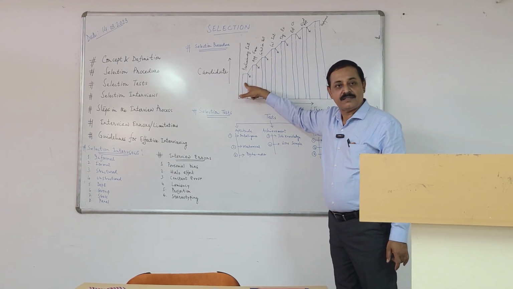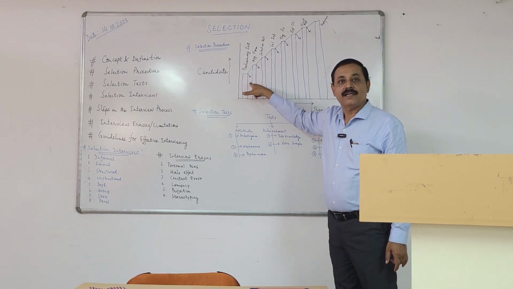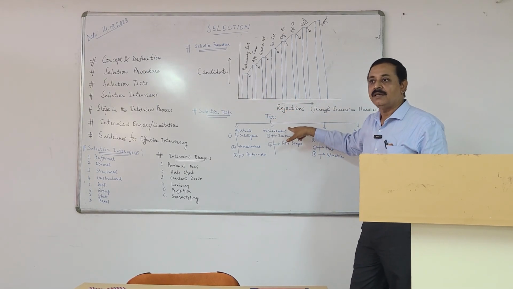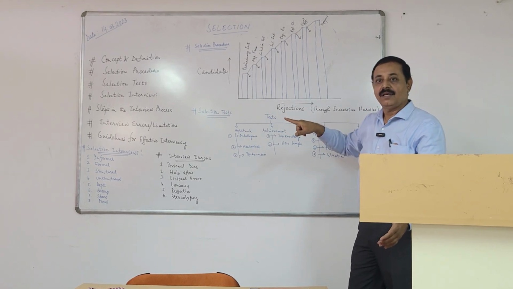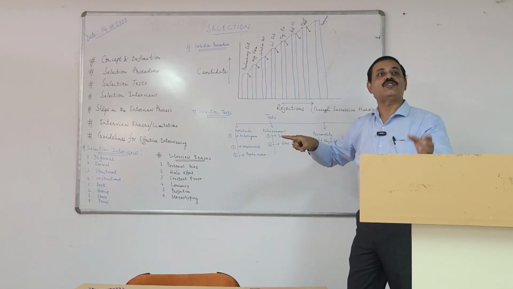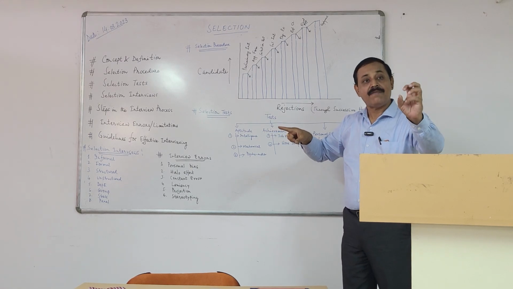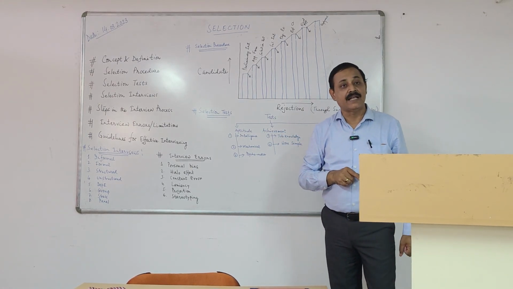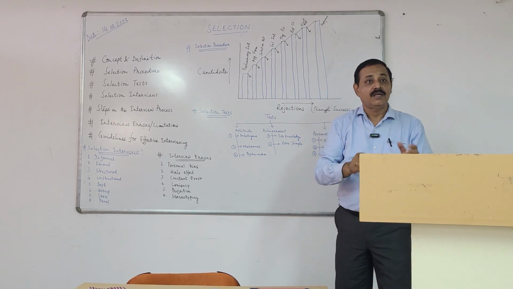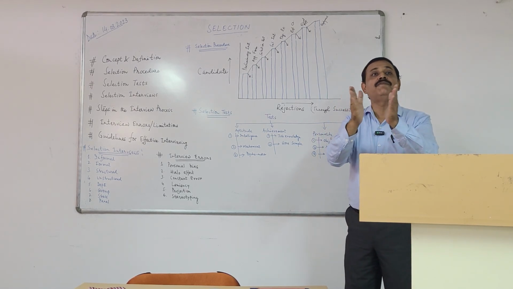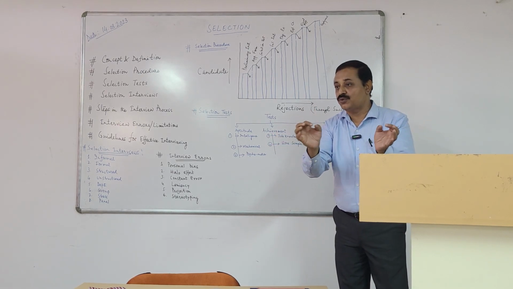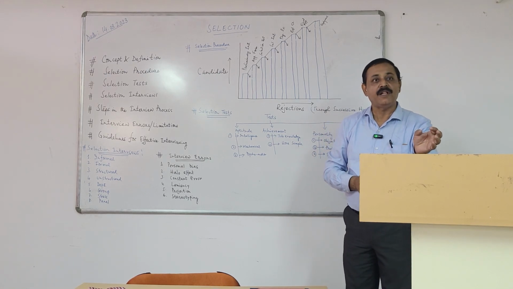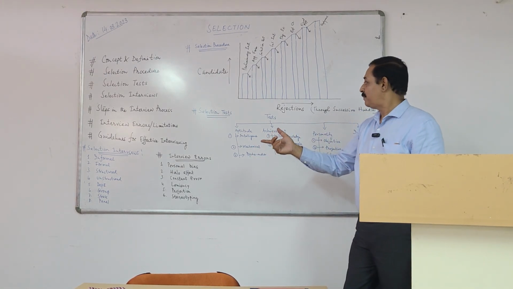Each of the stages again has rejections, and the objective of the selection is to have rejection, to have elimination, so as to have only the most suitable candidates for your organization. Therefore, the selection can divide the candidates into two parts, the suitables and the unsuitables.